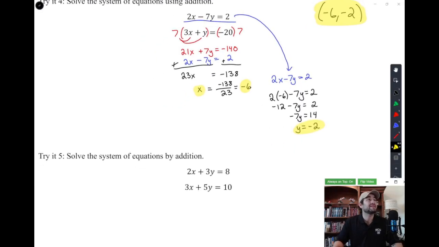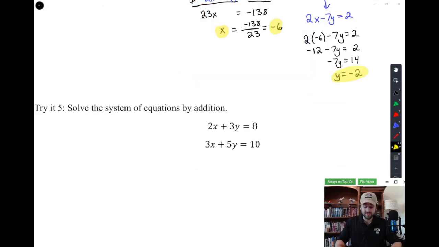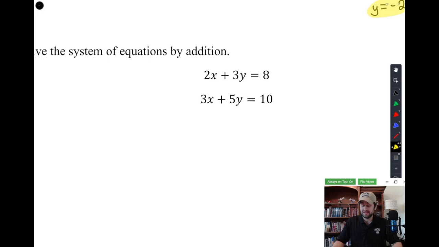Try it 5. Looks like it's just addition again. So I'm going to let you try that on your own. But what I want you to notice here is things aren't really easy to see how they cancel. And so what I would offer to you as you try it by yourself, pause the video if you need to, is to say, what if we multiply the top by 3?